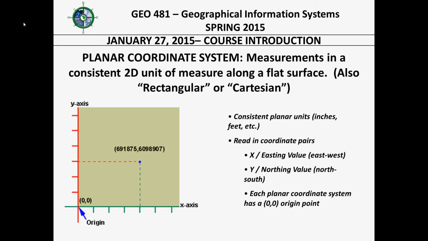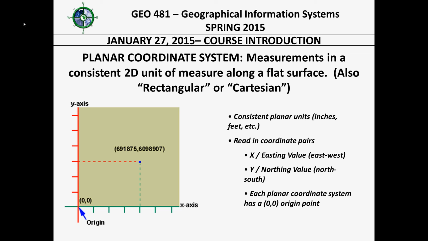Now, when you project it on a flat surface, you measure in units like inches or feet, which is good. An inch is an inch anywhere. A foot is a foot, independent of where you are on Earth. And with a planar coordinate system, you start with an origin of 0, 0. Like math, I've related this to, you did this in math class. It was 7th grade when I did it.